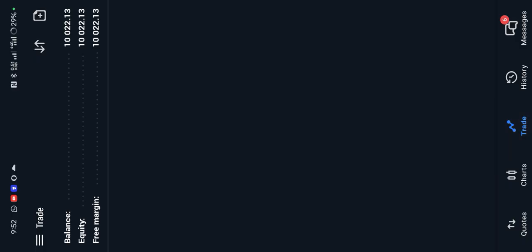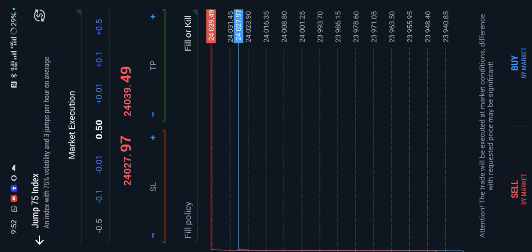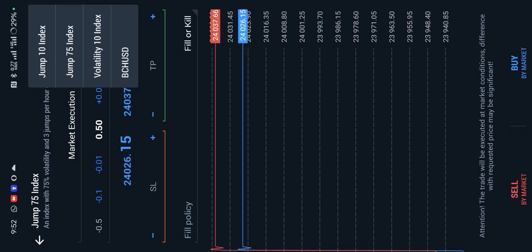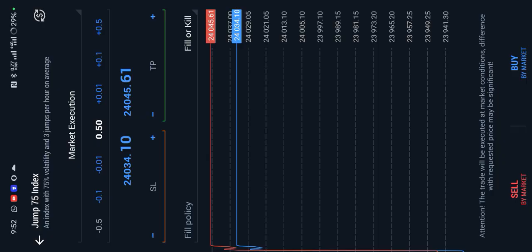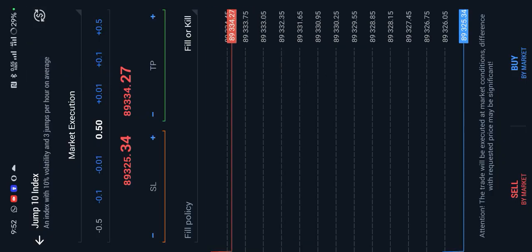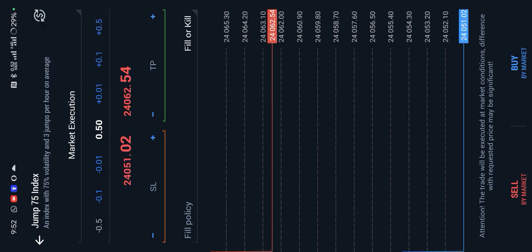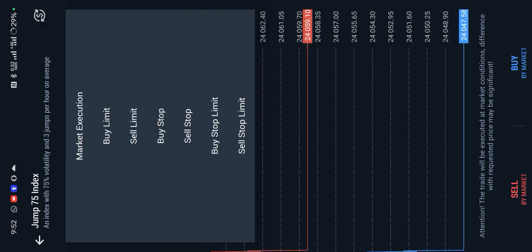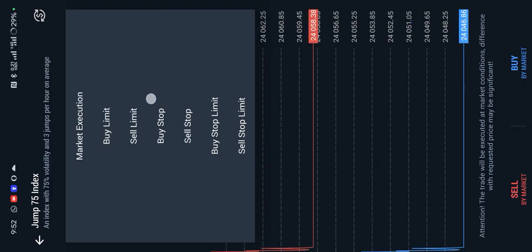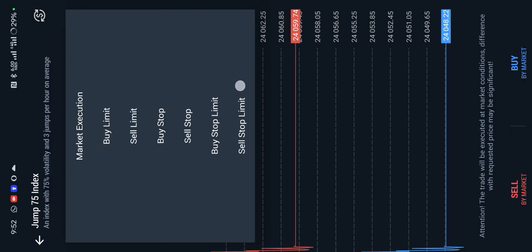So remember, this is a limit. So this person says I should enter the trade at a certain price. So now this is what I do. I click on this plus sign. Then this is market execution. This is where you change the pairs. Now this trade is for jump 75, so I click on jump 75. Remember, I click on this dollar sign here to change my pair. Are you getting me? This is how you change the pair you want to trade. Then it says I should put a buy limit. So you can see buy limit and sell limit, buy stop, sell stop, buy stop limit and sell stop limit.